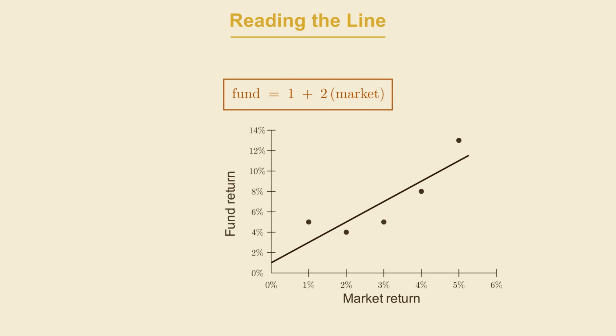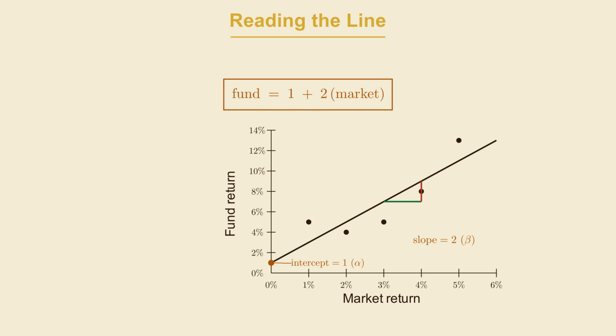Let's read that line. The slope is 2. That's the fund's beta. It says that for every 1% that the market moves up or down, the fund tends to move about 2% in the same direction. The fund is twice as sensitive to the market as the market is to itself. The intercept is 1. That's the fund return when the market does nothing. It's the piece of the return that has nothing to do with the market at all.